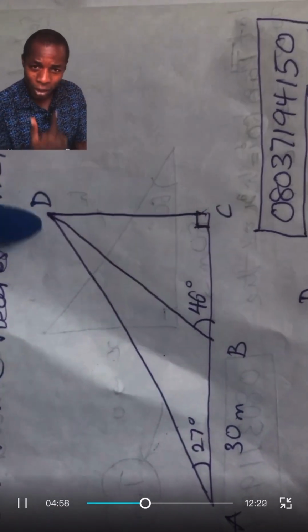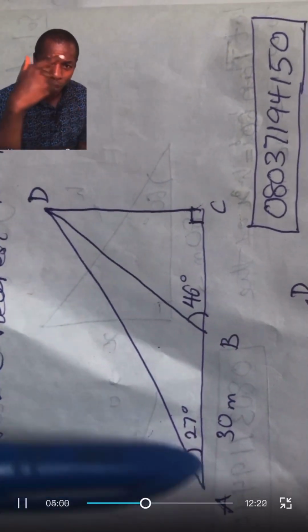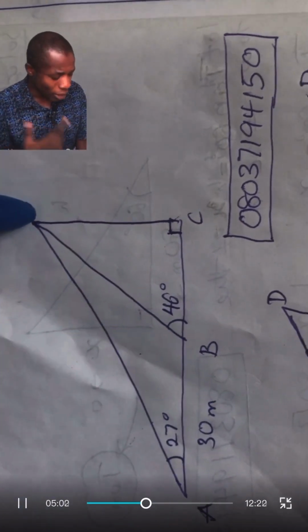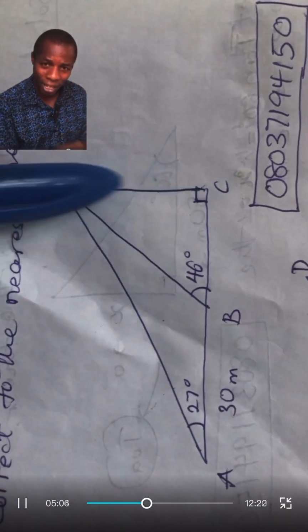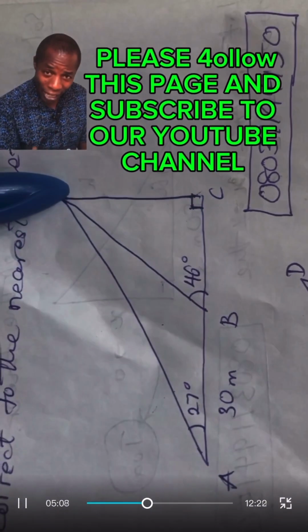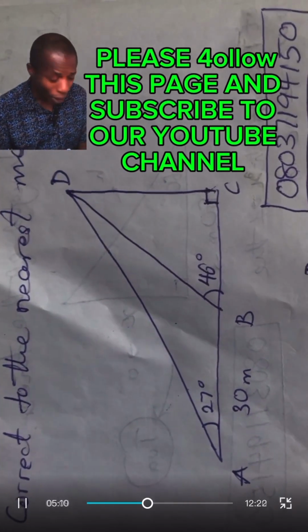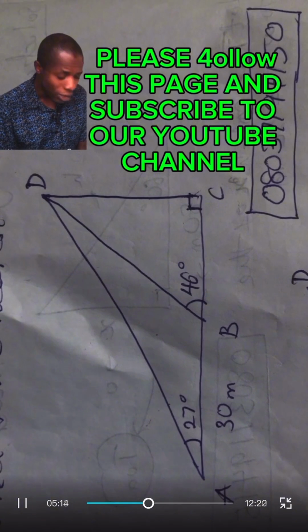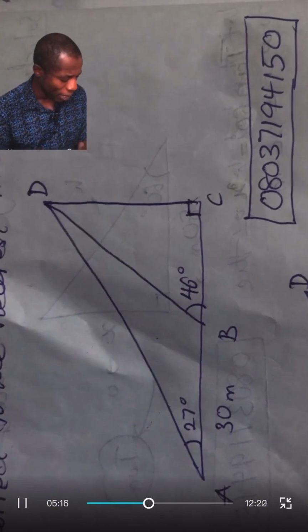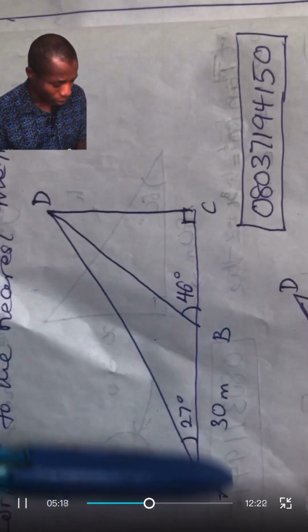And that angle A is 27 degrees, because it's far away from the object D. Do you understand? The question says we should calculate line CD. The line CD here happens to be the height of the tower. Luckily, they gave us the distance between the two observers, line AB, to be 30 meters.